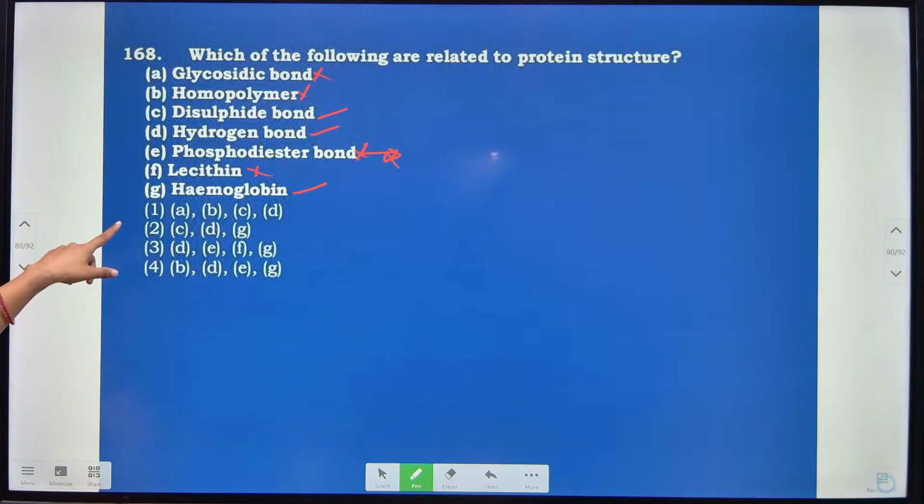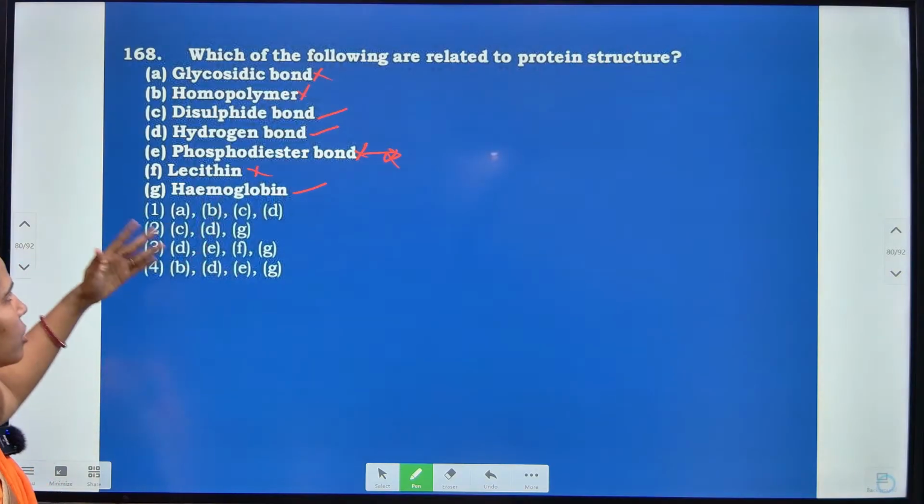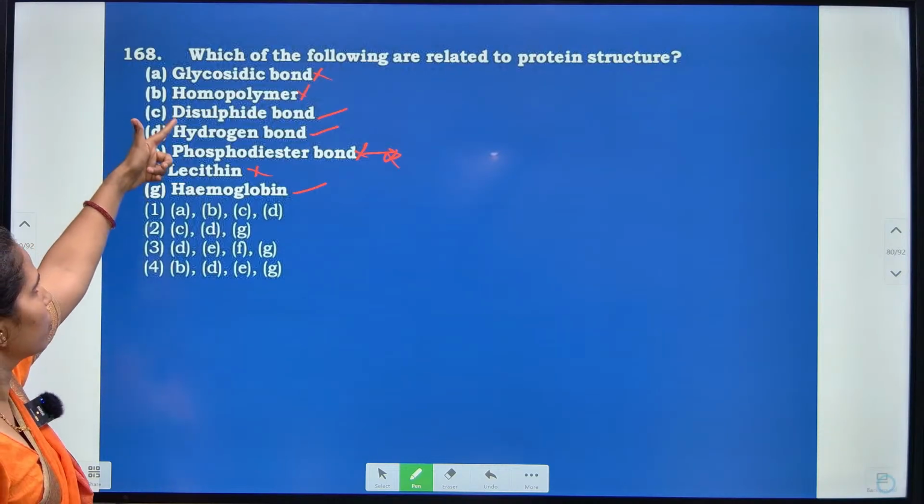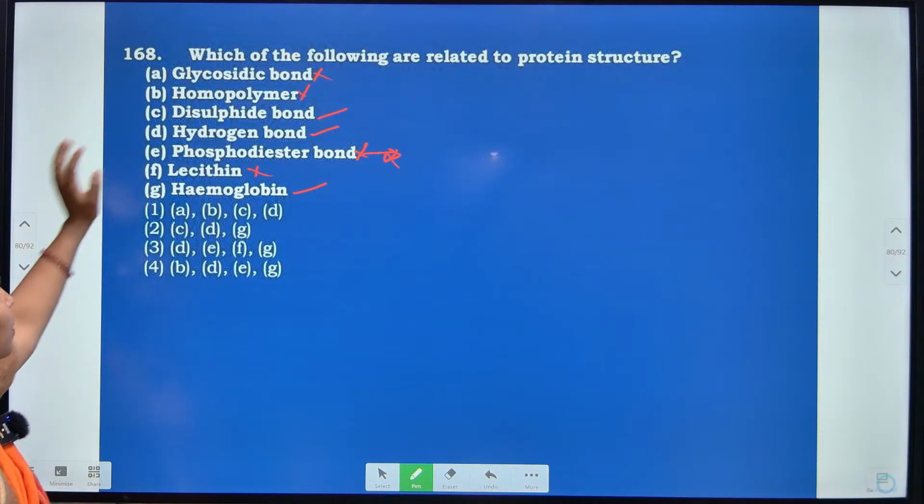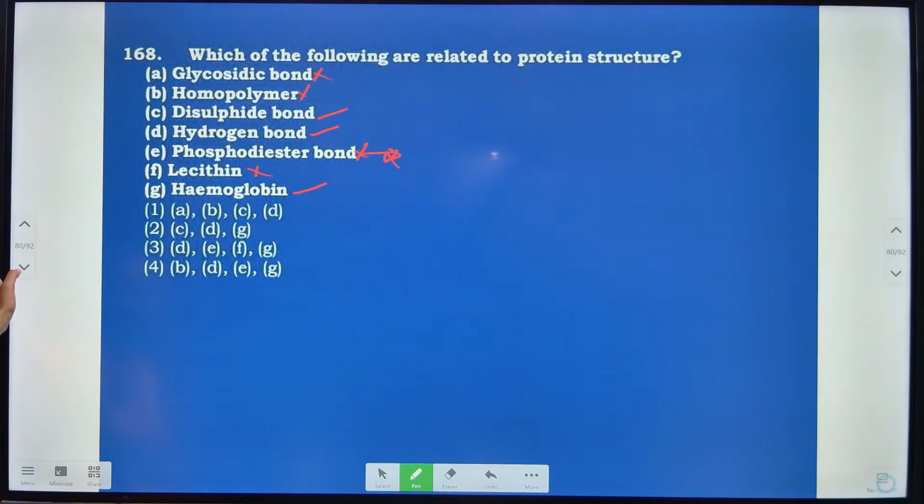So the answer is disulfide bond, hydrogen bond and hemoglobin, because hemoglobin itself is a protein structure, and protein structure is going to contain the disulfide bond as well as the hydrogen bond. The remaining are not here.